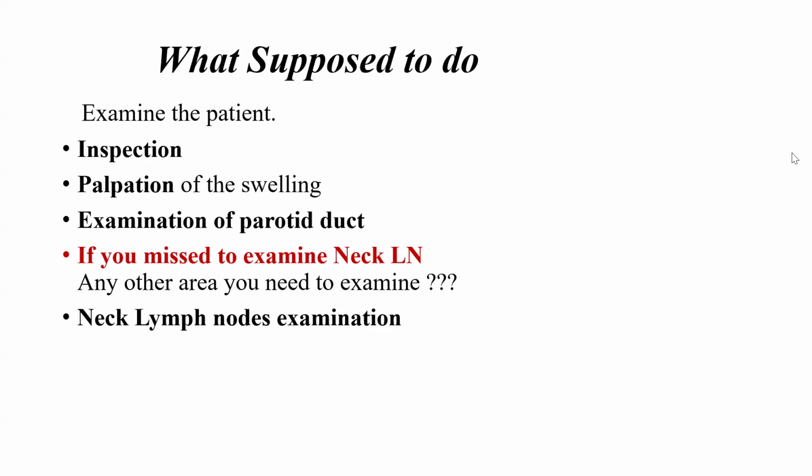Masseter muscle. No, it is buccinator muscle. Buccinator. And the next question, what is the nerve supply of buccinator? Facial nerve. Okay, so the parotid duct pierces the buccinator muscle. Buccinator muscle is supplied by the facial nerve.